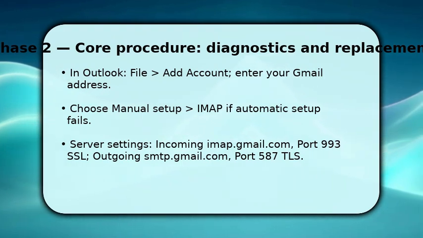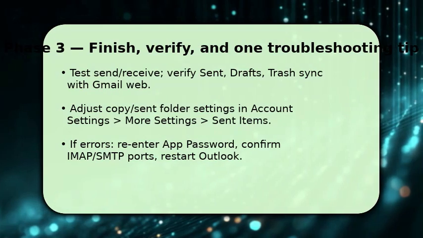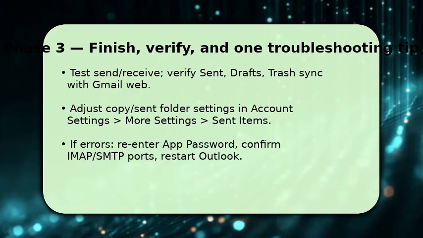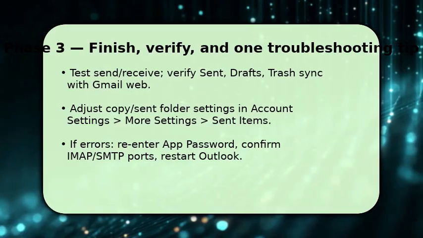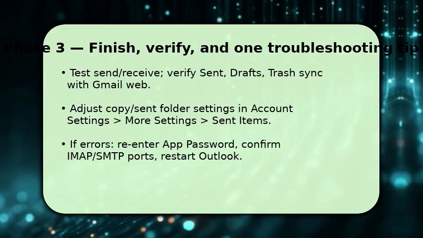You finish by running a send/receive test. Send a message from Outlook to yourself and check that sent, drafts, and trash mirror Gmail web. Once synchronized, adjust how sent messages are stored under account settings, more settings, and folders so duplicates do not appear.